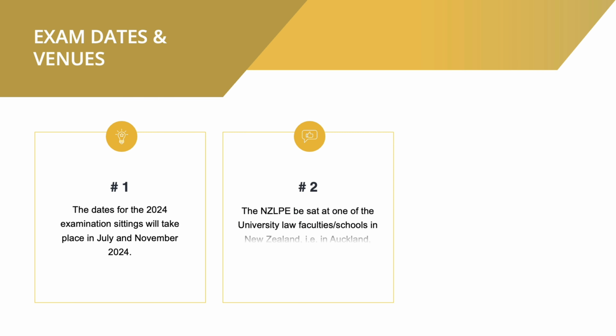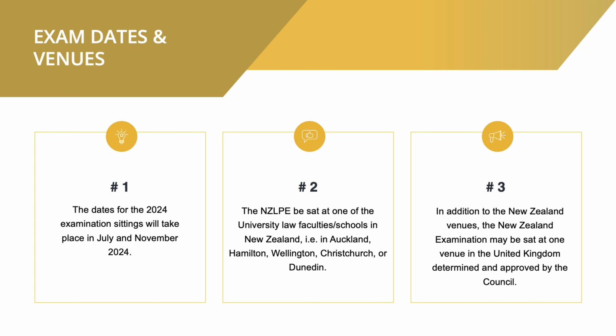And the course examination can actually be sat at one of the university law faculties or schools in New Zealand, such as in Auckland, Hamilton, Wellington, Christchurch, or Dunedin. The council also may approve a UK exam venue for which the NZLPE can be run. And typically, sometimes it's the University of Derby, but again it's a venue approved by the council.